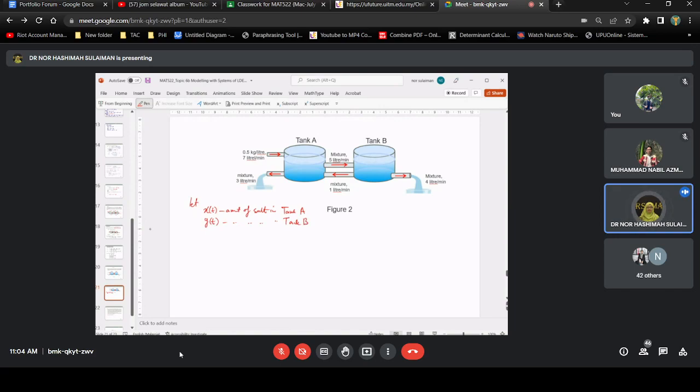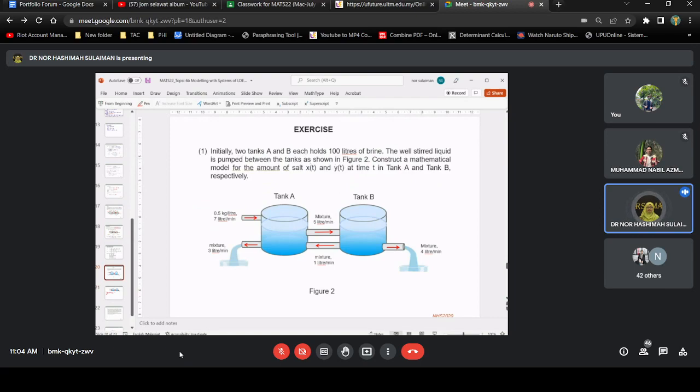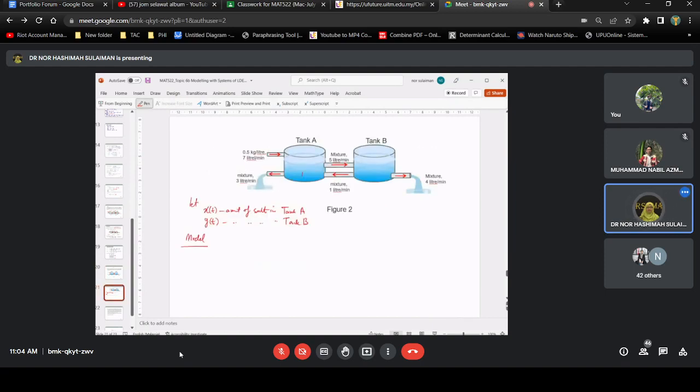Okay, alright, so kita nak come up with the model. Dia ada cakap pasal initial condition ke apa ke? The well stirred, okay, initially to tank holds 100 liters of brine each. Okay, so dia kata 100 liters of brine each. Okay, alright, so model in tank A. Cuba tengok dia punya tu apa. Kita ada, katalah ni A, B, C, D, E. Kita labelkan the outlet ni.